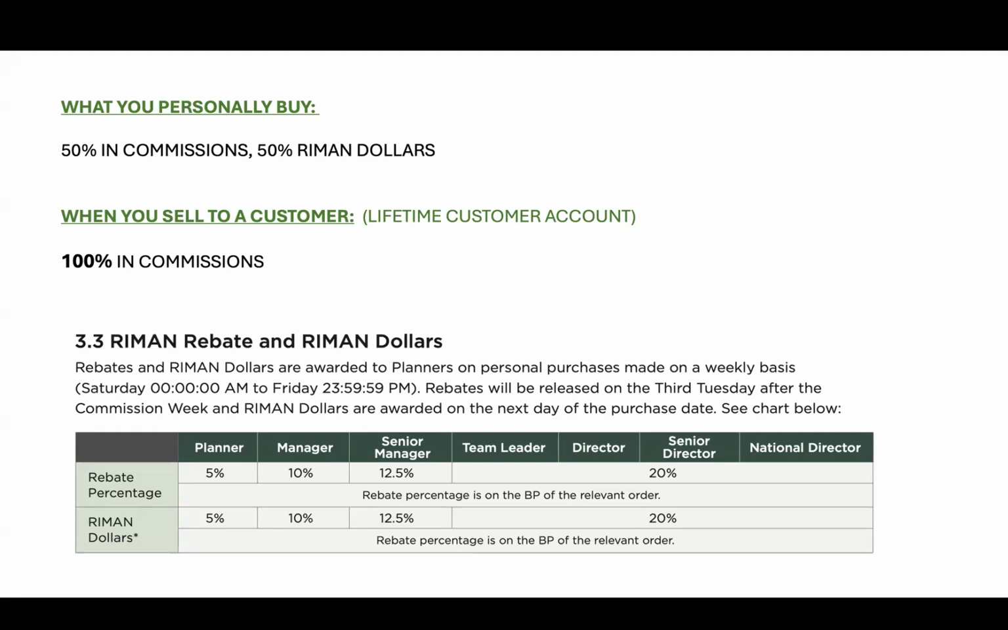However, when you sell to a customer, your wife can be a customer, your mother can be a customer, your offspring can be a customer. As long as you have an email and you open a free lifetime customer account, if the products are ordered through a customer account, you will get 100% in cash commissions. That's the nuance. Even if it's the same transaction, if you personally buy it, it will be 50% in commission and 50% Riman dollars. If you sell to a customer from a lifetime customer account, anybody that is willing to buy from you, you get 100% in commissions. So usually the rebate works as 50% in commissions and 50% Riman dollars. Just be aware of that nuance.